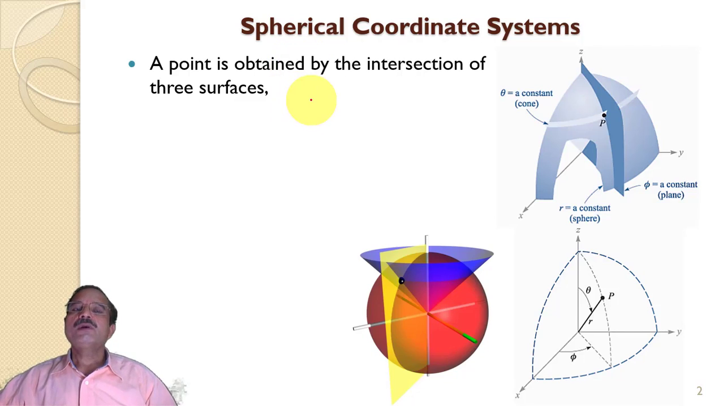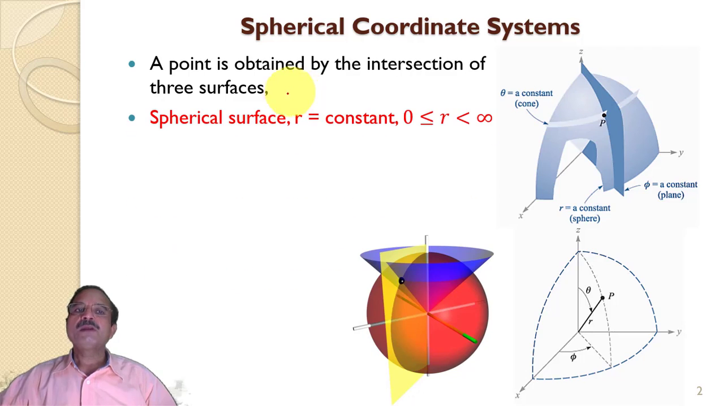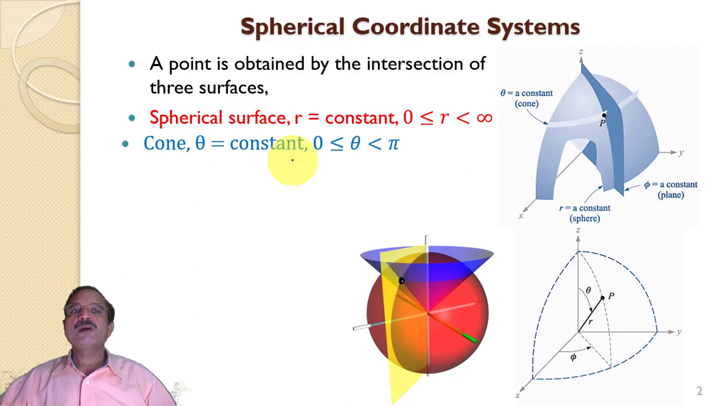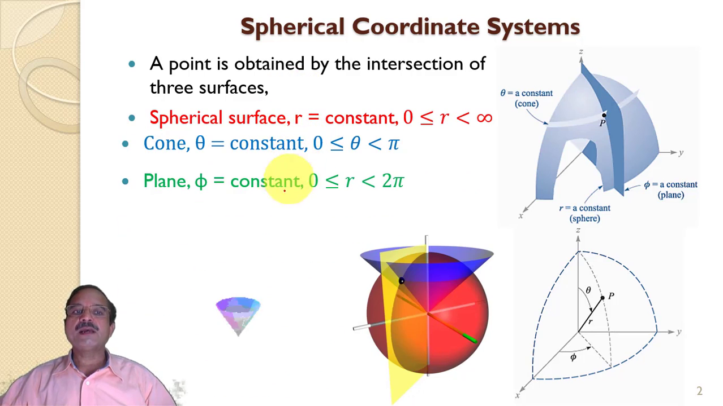In this video, we are going to discuss the differential length, differential volume, and differential surfaces for spherical coordinate systems. In the previous video we have seen that in the spherical coordinate system, we have three variables: r, theta, and phi. r equal to constant is a sphere; theta equal to constant is a cone; and phi equal to constant is a plane. So, any point P in the spherical coordinate system is the intersection of these three surfaces: sphere, cone, and plane.